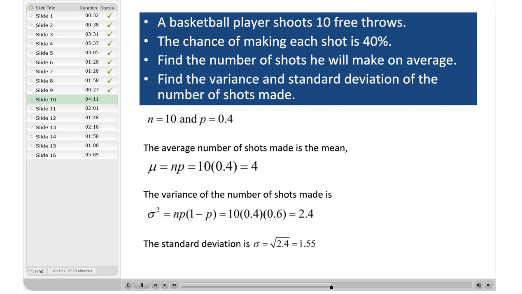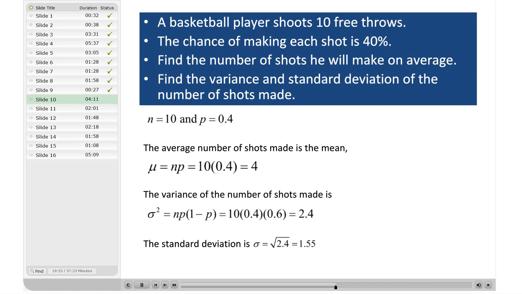This makes perfect sense. If this player makes 40% of his shots on average, and he shoots 10 free throws, well, then on average he's going to make about 40% of those 10 free throws, and 40% of 10 is 4. This doesn't mean that every single time this player shoots 10 free throws, he will make 4 of the shots. Again, it's random. Sometimes he won't make any of the shots. Sometimes he could make 10 shots. Any number between 0 and 10 is a possibility.